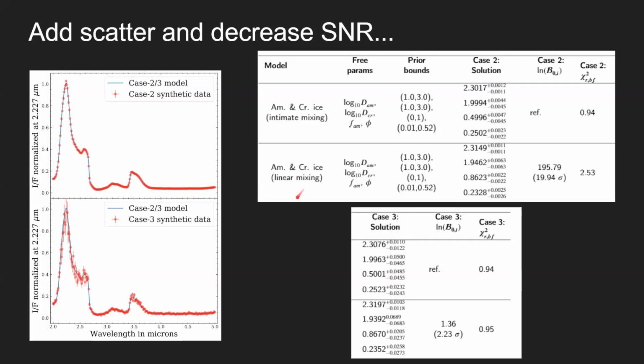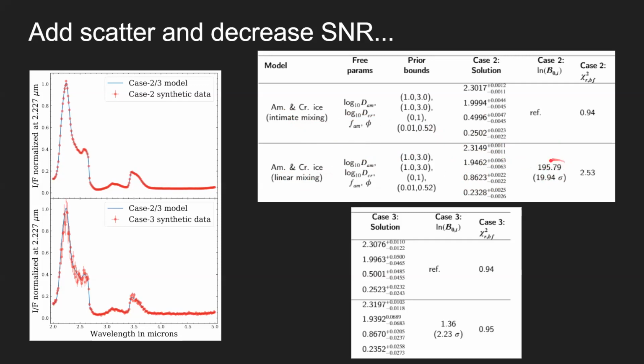the incorrect model. And you see that the linear mixing model, although it spits out some results, its evidence is much lower than that of the intimate mixing model. So what you're seeing here is the ratio of the evidence of intimate mixing to the linear mixing model. The higher this number is, the more the intimate mixing model is preferred. And so here you're seeing that it's preferred at a 20 sigma level.